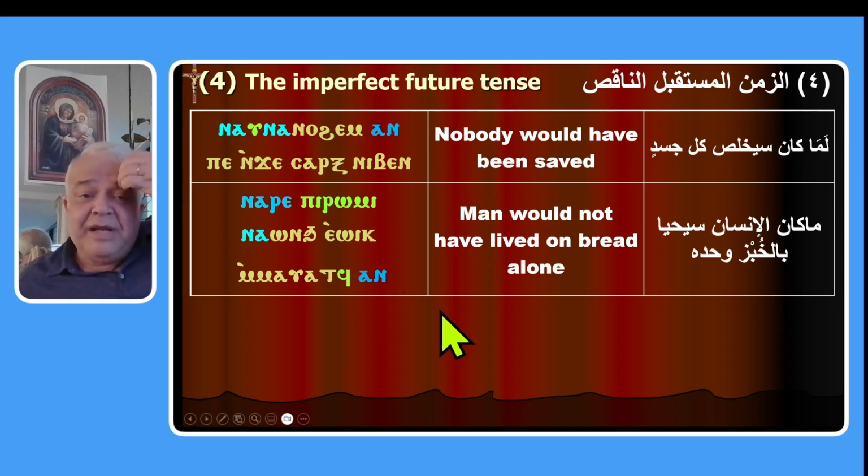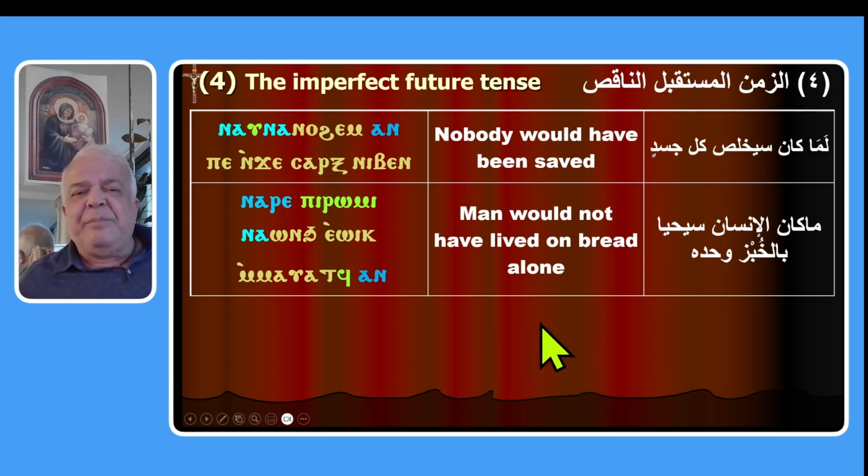With this, I have finished my lecture about the fourth future tense, called the imperfect future tense, and we have one more to come in the next lecture.